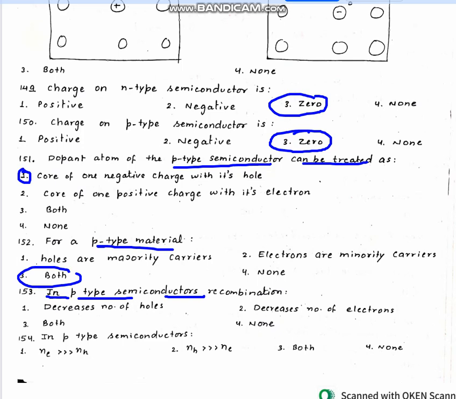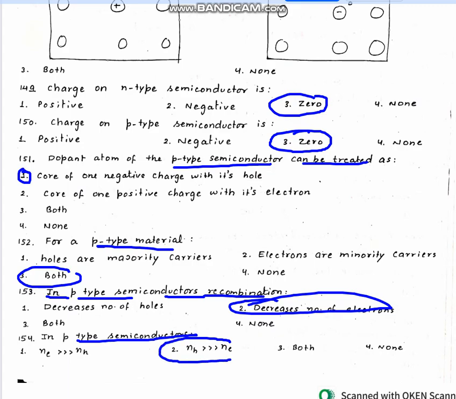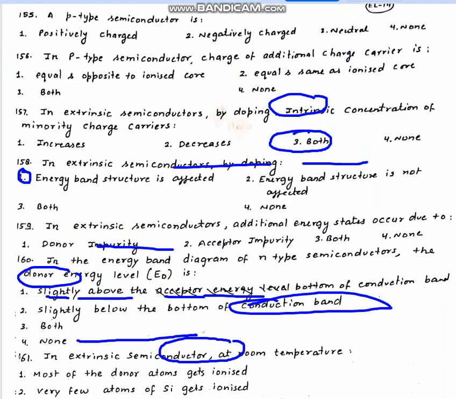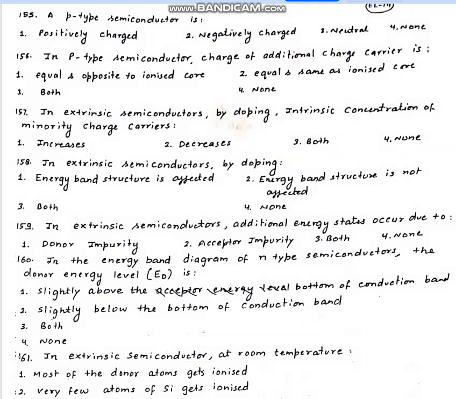Next is in p-type semiconductors recombination decreases number of, no, there are actually more number of holes, so they will decrease the number of electrons. So second is correct over here. Next is in p-type semiconductors, number of holes dominates, so second will be correct over here. Next is a p-type semiconductor is obviously it's neutral, third is correct over here. Next is in p-type semiconductors, charge of additional charge carrier is obviously it is equal and opposite to the ionized core, so that makes things neutral.